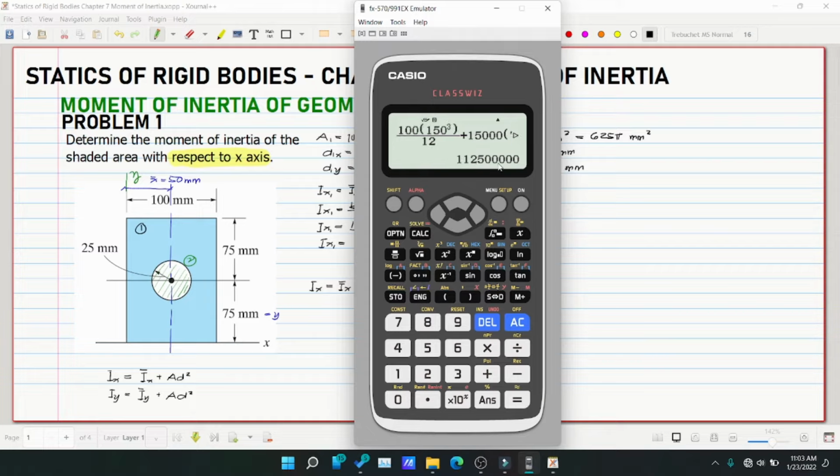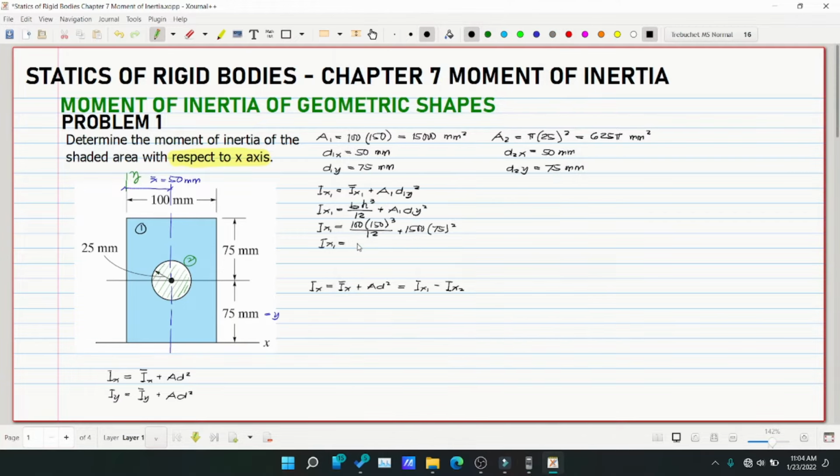Sanayin ninyo sa moment of inertia, gamitan nyo ng engineering format. Kadalasan ang nilalabas naman nito is times 10 raised to 6. Kasi, kapag nagpunta kayo ng higher subjects such as strength of materials, structural theory, steel design, RC, yung mga moment of inertia doon is laging naka times 10 raised to 6. Naka scientific notation na siya. So, ang Ix1 natin is 112.5 times 10 raised to 6.